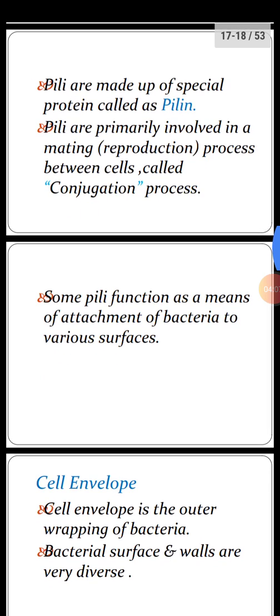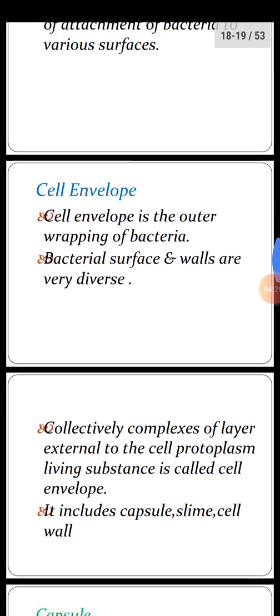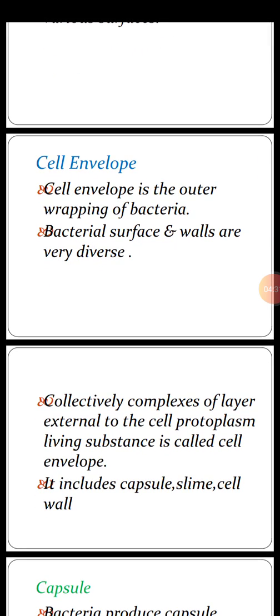They are primarily involved in the mating process between cells. This process is called conjugation, in which exchange of genetic material takes place. Some pili function as a means of attachment of bacteria to different kinds of surfaces. Next in the structure is the cell envelope, which is for protection. It is the outer wrapping, the covering of bacteria.